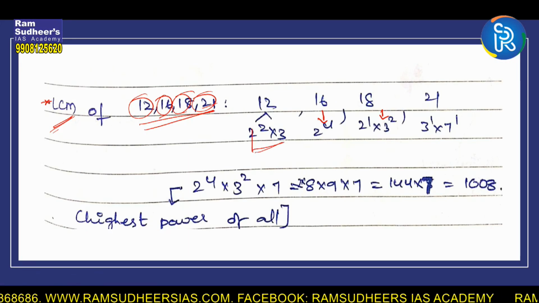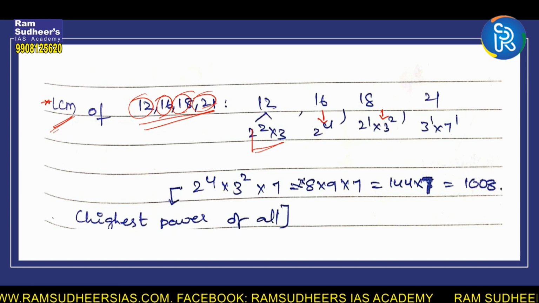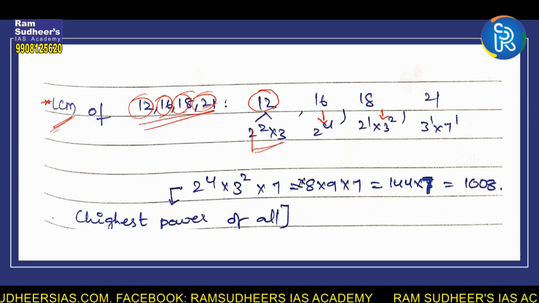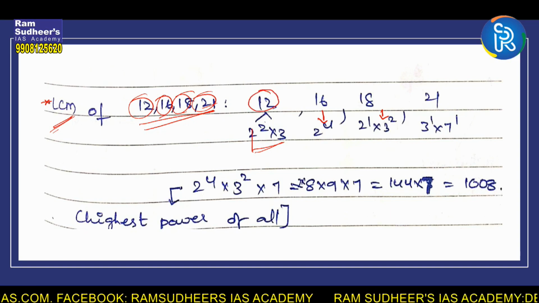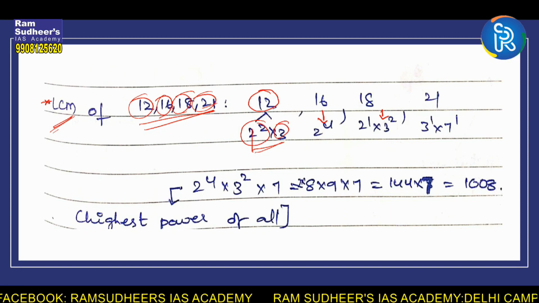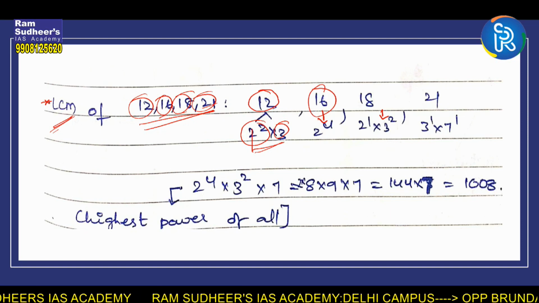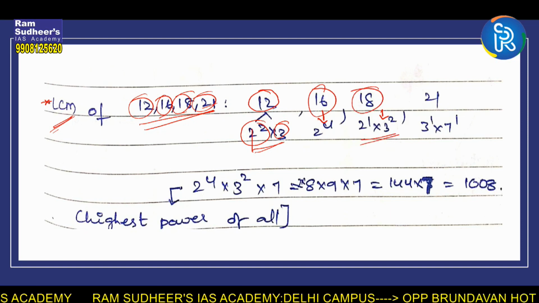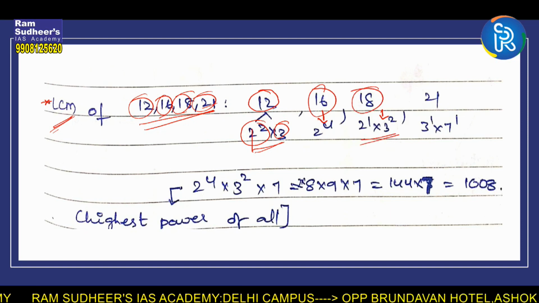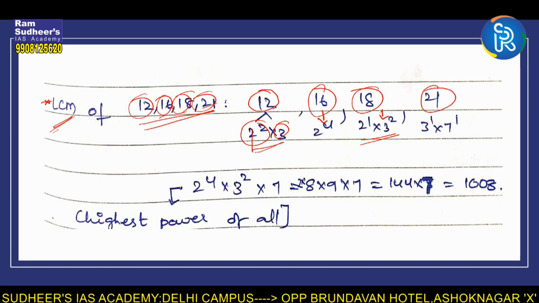Here also it's something like prime factorization. I would just write 12 as a product of its prime numbers, like 2 power 2 into 3, which is 4 into 3, which is 12. 16 can be written as 2 power 4, 18 can be written as 2 power 1 into 3 power 2, which is 2 into 9, which is 18, and 21 as 3 power 1 and 7 power 1.